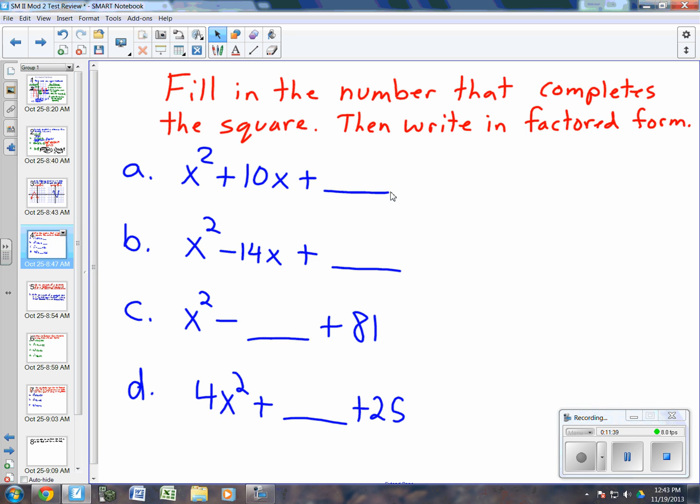All right. Hey, you guys, you got to fill in the number that completes the square. Then write it in factored form. Okay? I'll give you a few minutes on this one before we spin.